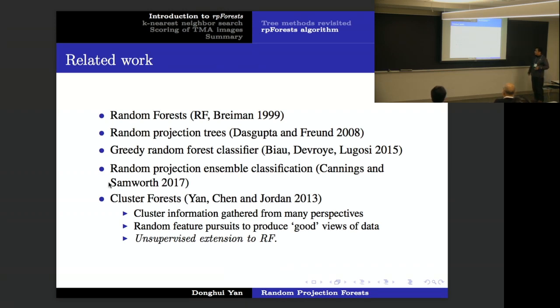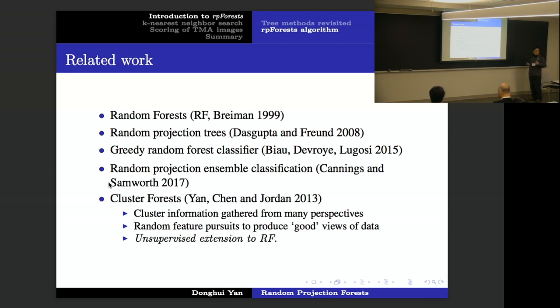There are a number of related works, for example random forest, random projection trees, and all those supervised modes. There is also an unsupervised mode called cluster forest, which I developed with my friends Chen and Jordan a few years ago. That was for the clustering application. We grew many different clustering instances by an idea called randomized feature pursuit. We view that as an unsupervised extension to random forest. We can also view random projection trees as an unsupervised extension to random forest.